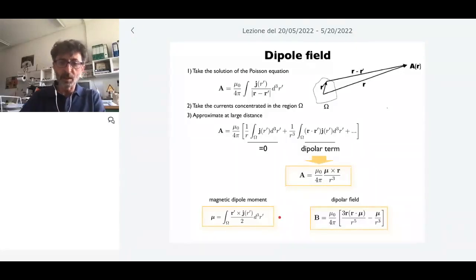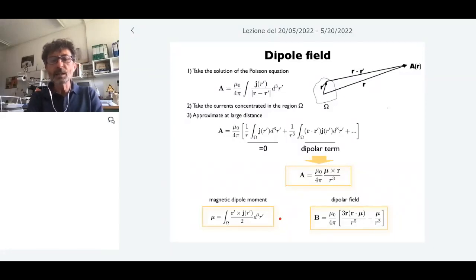This equation is written here. I have to take the distribution of currents and so on, but the result is a number. It does not depend on space. It's a property of the volume, an integrated value. If I take a region which is double in size, then the magnetic dipole moment is also double. So it's an extensive quantity in terms of the physics. It describes the magnetic dipole of the region.